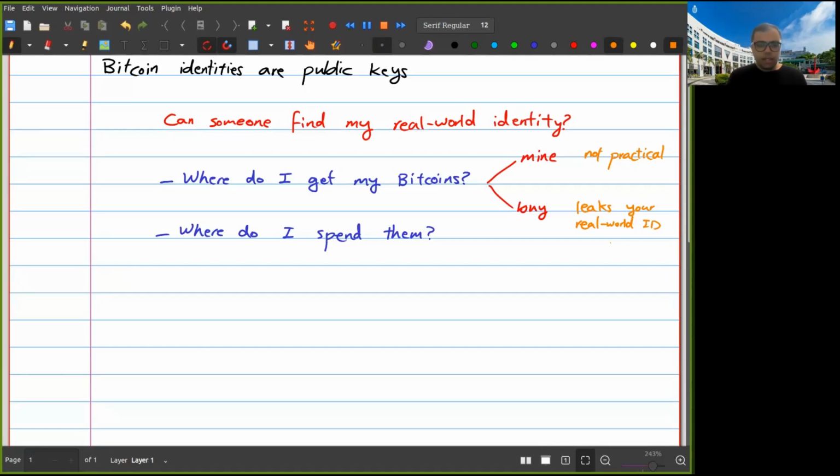Now, the same thing happens when you spend your Bitcoin. So let's say, simplest case, you go to a coffee shop, you want to buy a coffee, you want to pay using Bitcoins or using Ether or any other cryptocurrency. Now, what happens there? Well, when you pay a merchant, the merchant actually sees your public key, right? So when you pay, you're disclosing your public key.